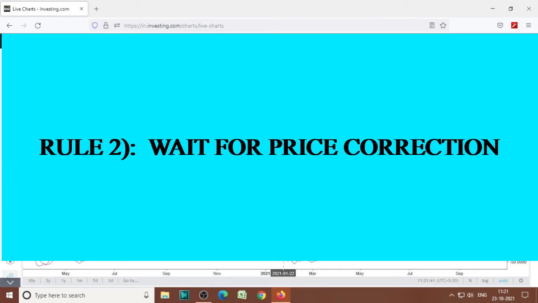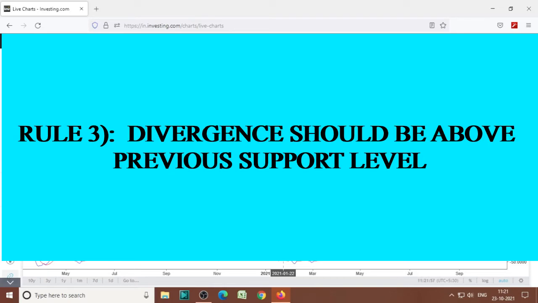If we get a divergence on the third wave, then we will take an entry, or if we don't get a divergence on the third wave, we will wait for the fifth wave. So that is the second rule. And the third rule is that the divergence should be above the previous resistance levels.